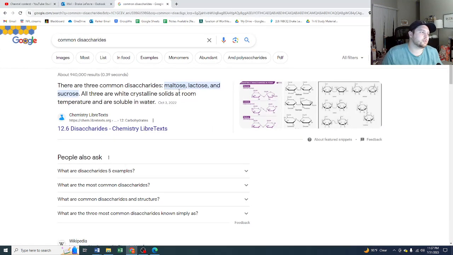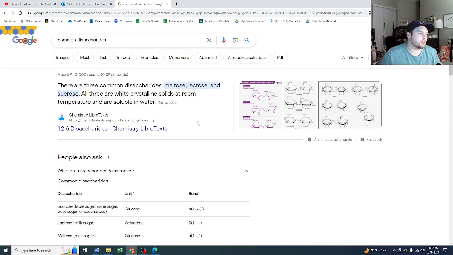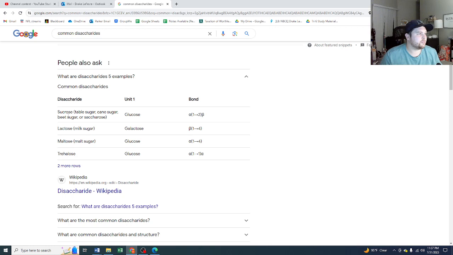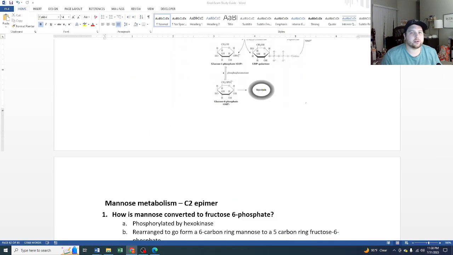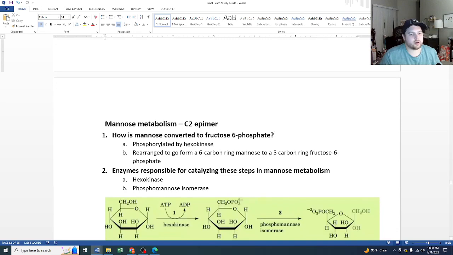There's maltose, lactose, and sucrose, and kind of what each of those are split up to. So we have sucrose, lactose, maltose. Yeah, those are the main ones that you'll see, and what each of those are made up of.